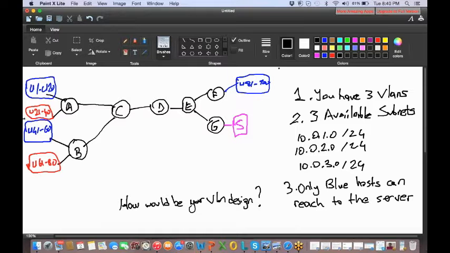Here in this design you will see 3 available subnets, and it can be any subnet, of course, but I just gave you 10.0.1.0/24, 10.0.2.0/24, and 10.0.3.0/24. And now we have some users, right? All these devices can be switches, basically. User 1 to user 20 are blue users.